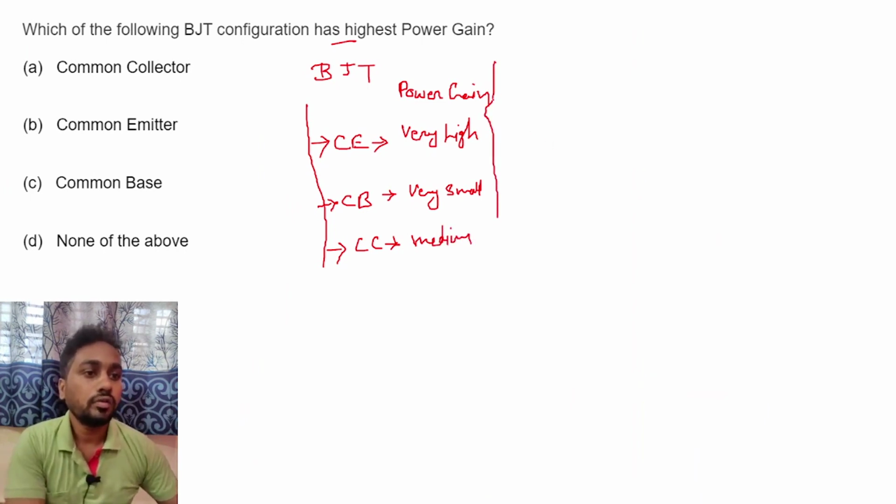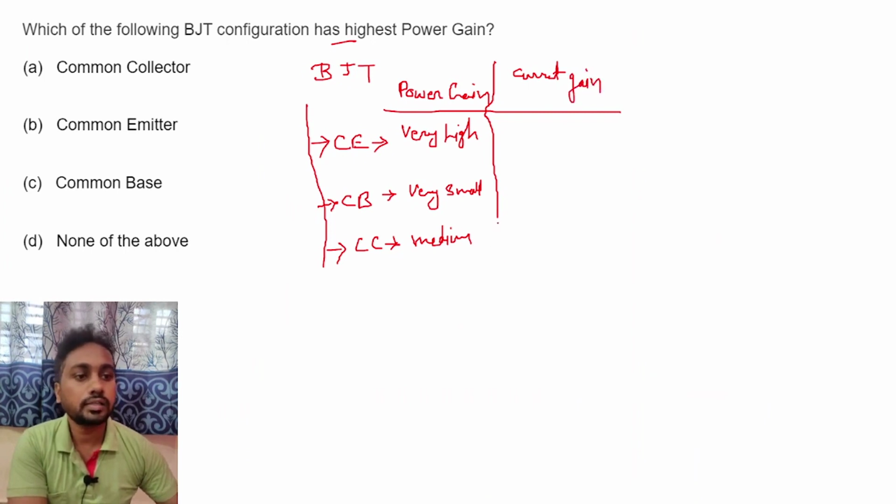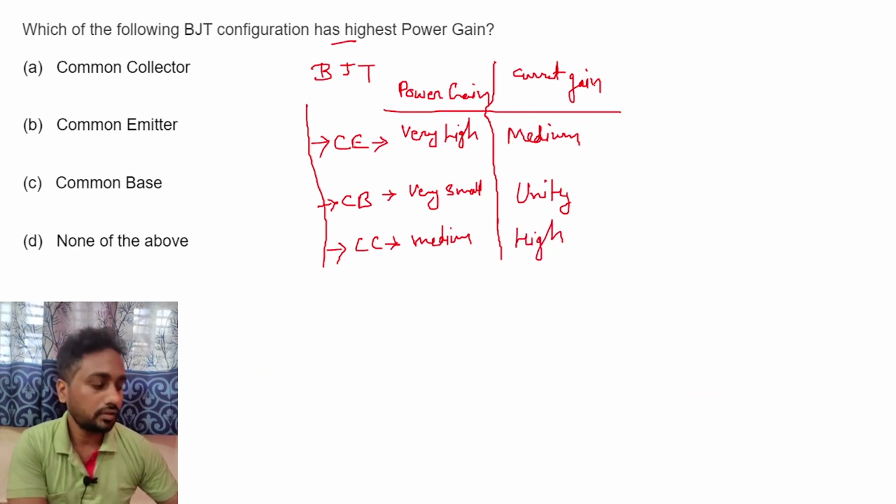Now if they ask about current gain: current gain in common emitter is medium. In common base it is unity, and in common collector it is high. This is about current gain.